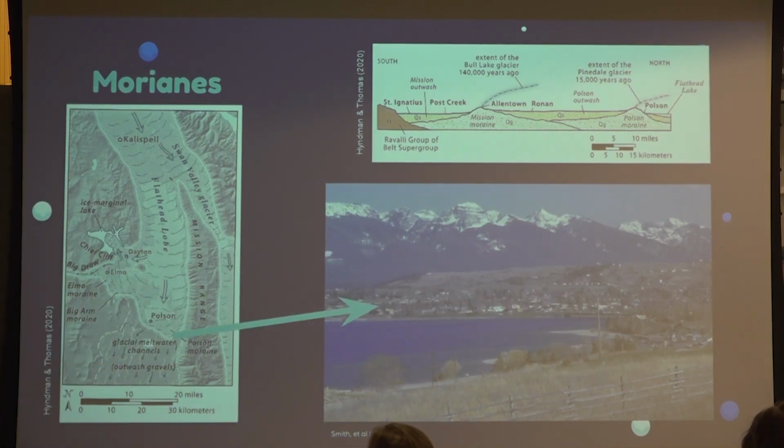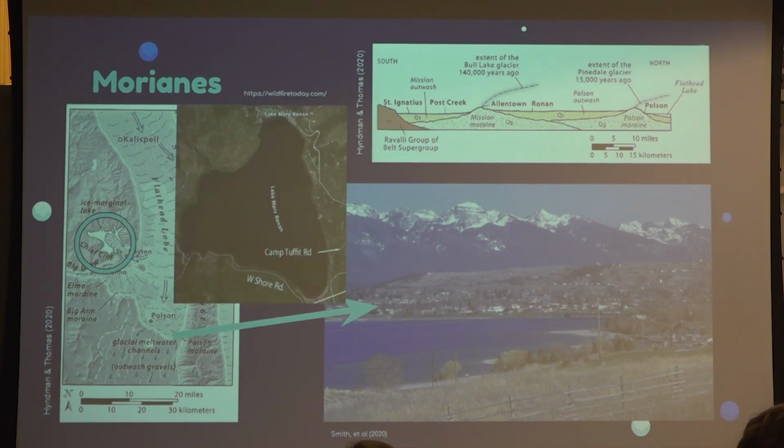But also, right here, we have this ice marginal moraine. So just like a lot of our glacial lakes in eastern Montana, we get these little lakes that can form in the front of an ice sheet. And that little lake happens to be Lake Mary Ronan. So Lake Mary Ronan is a remnant of a little ice marginal lake. So if you've ever been up there, know that you are standing in the remnant of an ice sheet. Same thing when you drive over Polson.